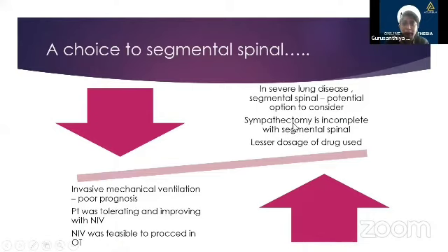In case of a lumbar spinal anesthesia for a caesarean section, provided the level is still T4, the sympathectomy is total and complete. But in segmental spinal anesthesia, the sympathectomy is incomplete, and the legs are free to move. There is no gross vasodilatation. So the sympathectomy is incomplete, and you can expect better hemodynamic stability with segmental spinal anesthesia, and a lesser dosage of the drug used. This made us choose segmental spinal anesthesia rather than a conventional lumbar spinal anesthesia in this patient.